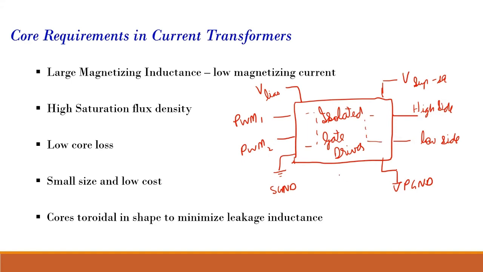there will be isolation. These grounds are not the same. So my microcontroller or my FPGA will give a PWM signal with respect to my signal ground. But when it passes through the gate driver and is given to the MOSFET to turn it on, it will be with respect to my power ground.